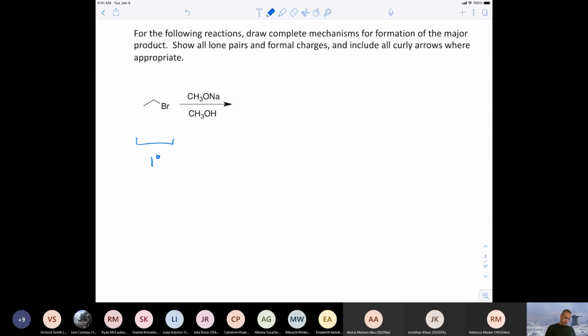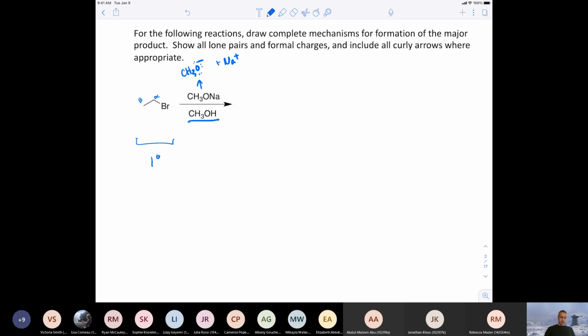How do you know it's primary? Because we have an alpha, we have a single beta. It's only one beta carbon, so it's primary. And our conditions here, there's kind of two things, isn't there? CH3ONa, which right away in your brain, you're separating, right? We're separating this into CH3O minus and Na plus. And we should put some lone pairs around the oxygen to complete it.